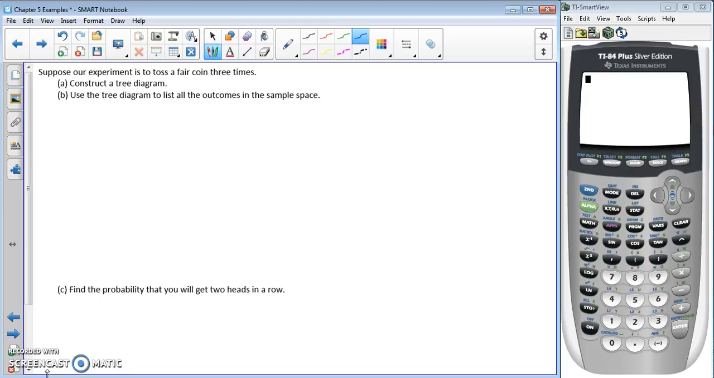Later on in this chapter we'll learn about how to find how many outcomes we have without having to list them all. So first thing we want to do here is think about the 2 outcomes that we have. So the first toss that we have, we can either get a tails or we can get heads. And then from that, our second toss will either get tails or heads. And then our third toss, tails or heads. I'm just writing those out here.